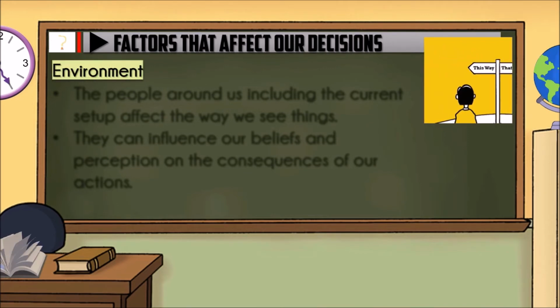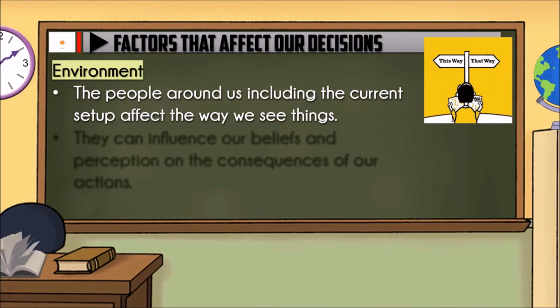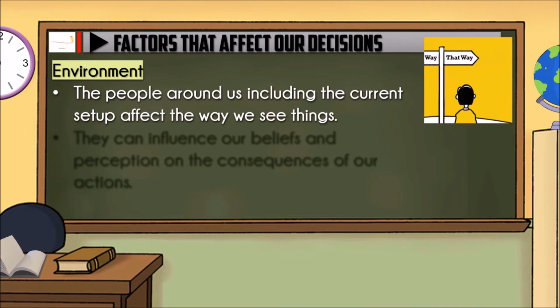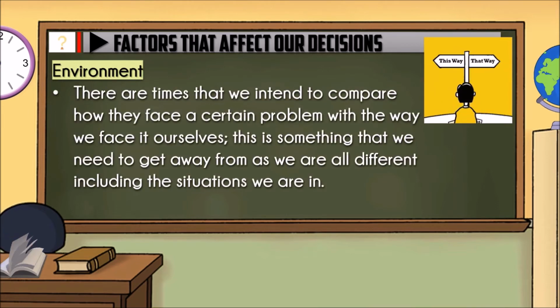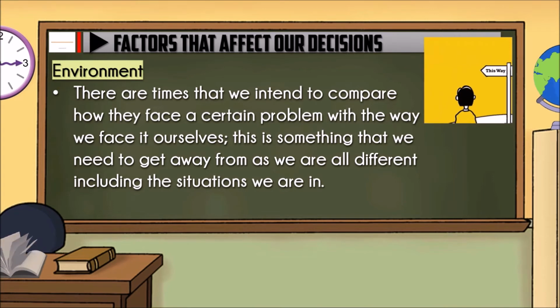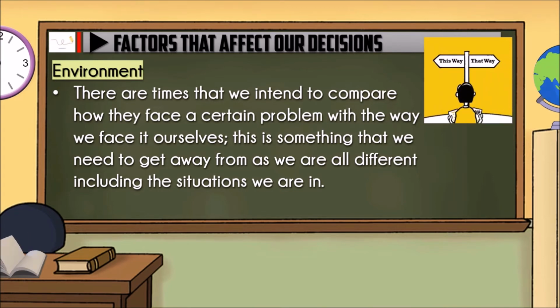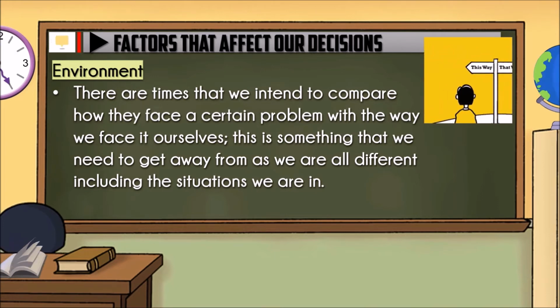Environment. The people around us, including the current setup, affect the way we see things. They can influence our beliefs and perception and the consequences of our actions. There are times that we intend to compare how they face a certain problem with the way we face it ourselves. This is something that we need to get away from as we are all different, including the situation we are in.